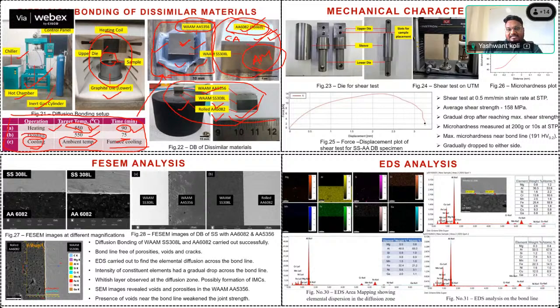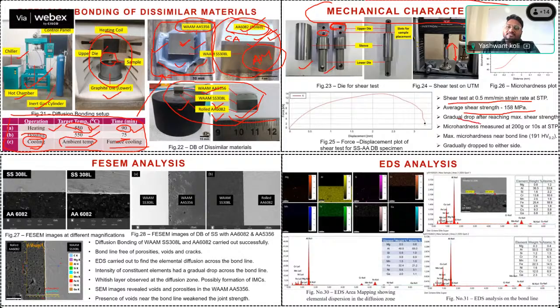And you can see how the mechanical characterization was checked. We have fabricated the die, where the upper die and lower die have grooves, 10 mm grooves, and we can set our sample at the lap joint, and then we can go for shear strength calculation. So shear strength data is there. A shear test was done at 0.5 per minute strain rate. Average shear strength was 158 megapascal.